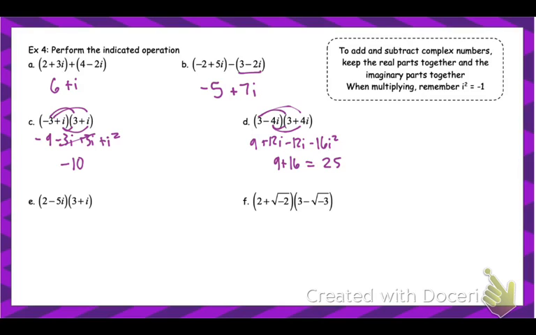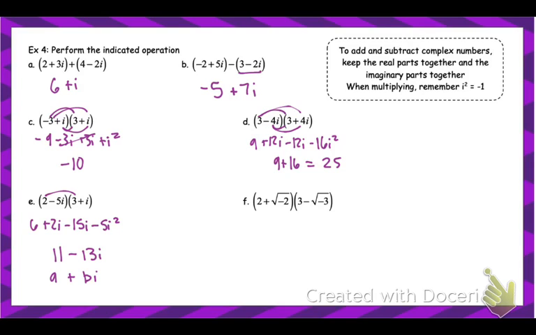So let's look at another example. Again, FOIL it out. So 6 plus 2i minus 15i minus 5i squared. So I can combine those like terms together. Minus 5i squared is the same thing as plus 5. So this becomes 11 minus 13i. And then this is writing this answer in standard form, where this is the real part, this is the imaginary part.